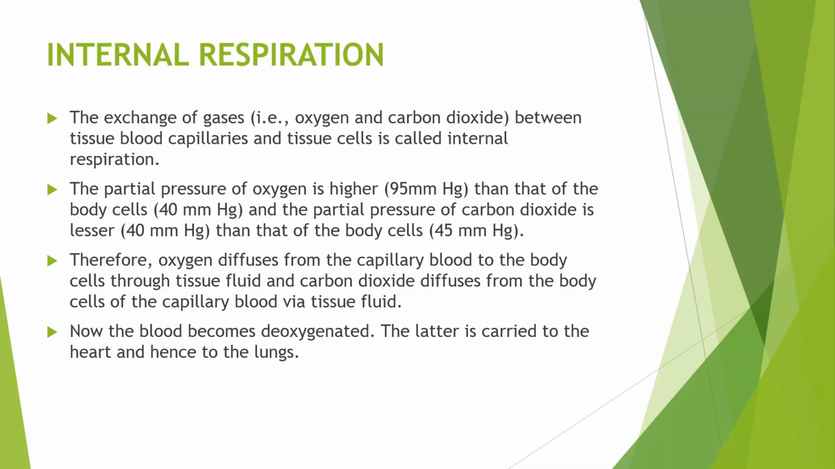The partial pressure of the oxygen is higher, about 95 mmHg, than that of the body cells, which is about 40 mmHg, and the partial pressure of carbon dioxide is less, that is 40 mmHg, than that of the body cells, which is about 45 mmHg. Therefore, the oxygen diffuses from the capillary blood into the body cells, and carbon dioxide is diffused from the body cells into the blood via the tissue fluid. Now the blood becomes deoxygenated. The latter is carried to the heart and hence to the lungs.